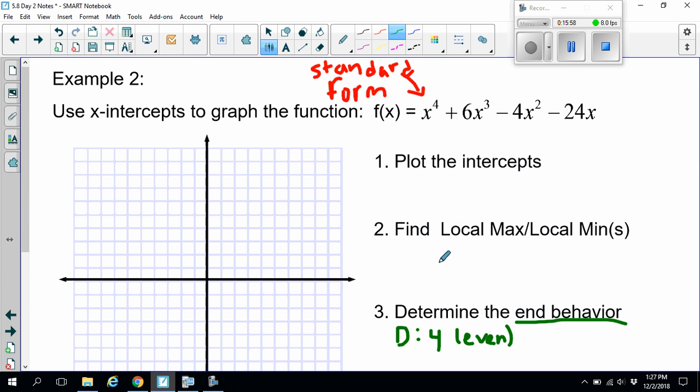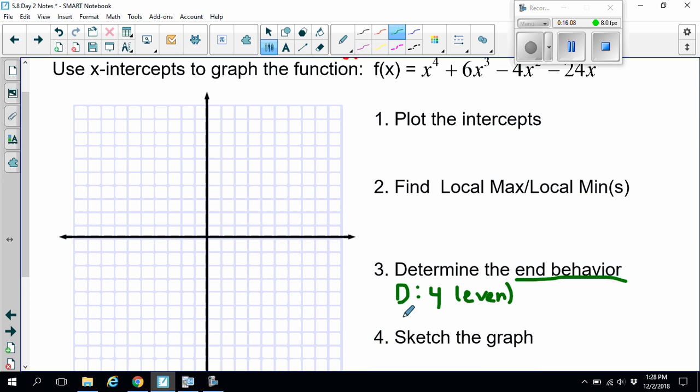Now we have to figure out the leading coefficient. That is the value in front of our first term, our x to the 4th. In this case, our leading coefficient is 1. Remember, if you don't see anything there, that means it's 1, not 0. So our leading coefficient is 1. That means it's positive. Since we have an even degree and a positive leading coefficient, our arrows are both going to go up.